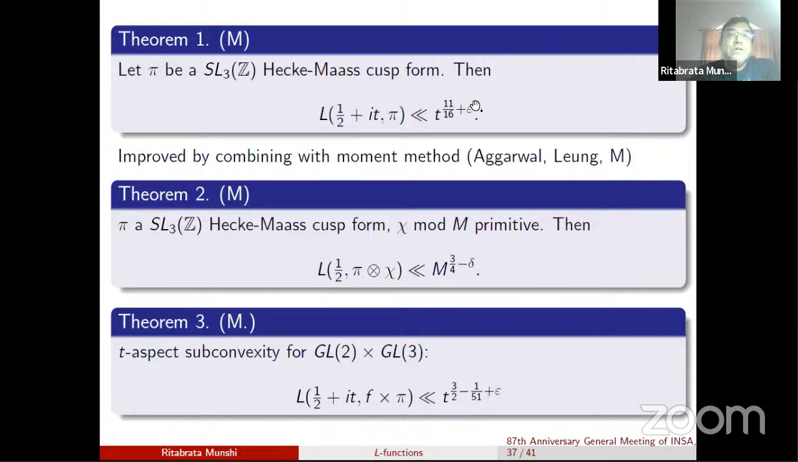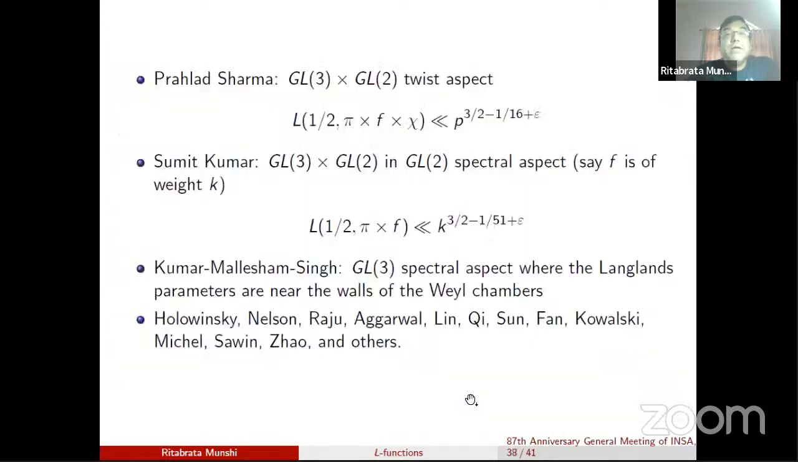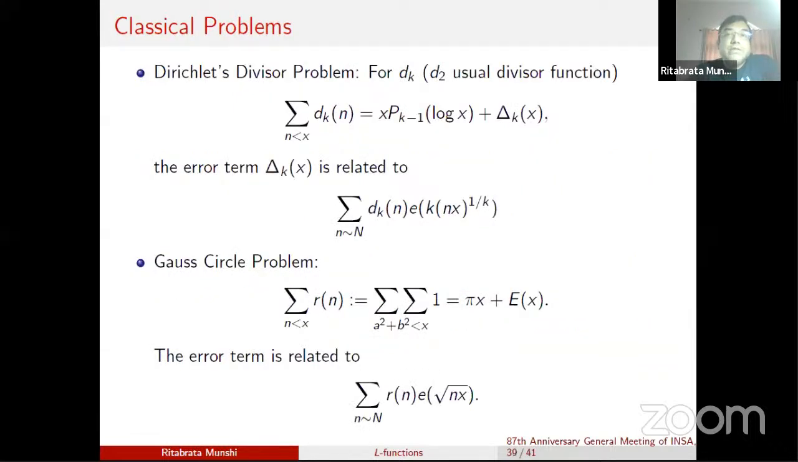As for GL3, there were not many results about GL3. Actually, not a single result for genuine GL3 forms till 2015. And then I proved a few of them over here in the T aspect, in the twist aspect, and then I looked at GL2 cross GL3 in the T aspect. And then my students started looking at them, and they also did in the twist aspect, in the spectral aspect. Now there are quite a few people working on this, and they're also getting fantastic results. And this correlation thing is also related to other classical problems like the Dirichlet's divisor problem, the Gauss circle problem. And we hope that the same technique will also help in these problems as well.